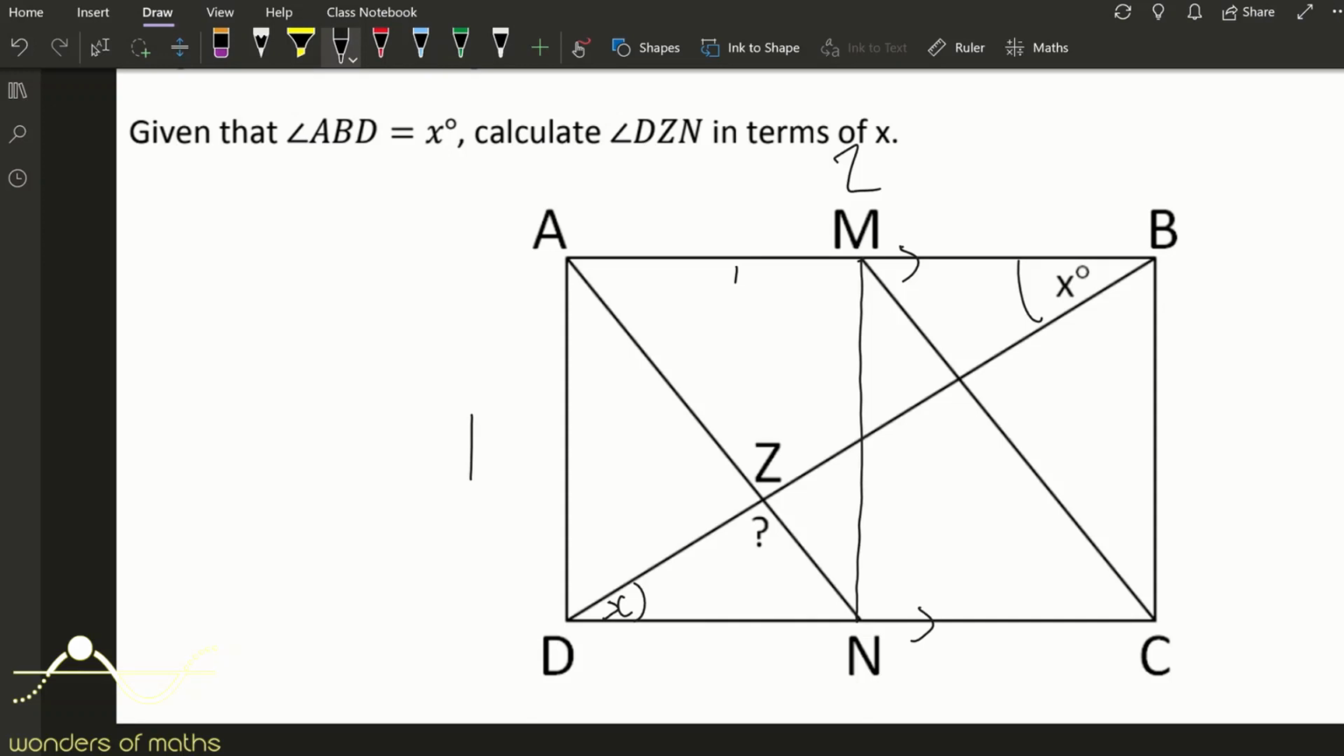As it is a square, we know that all the corners are 90 degrees, and as the line AN cuts across the square, we know that the angle DNZ is going to be 45 degrees.